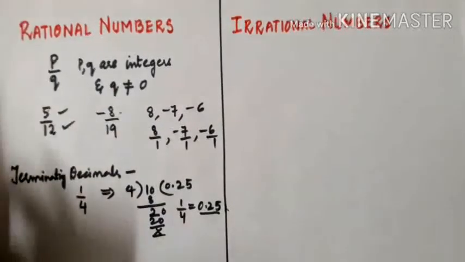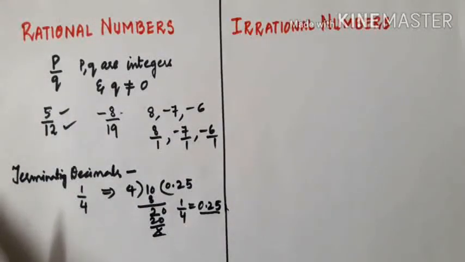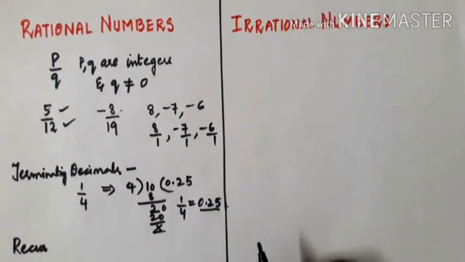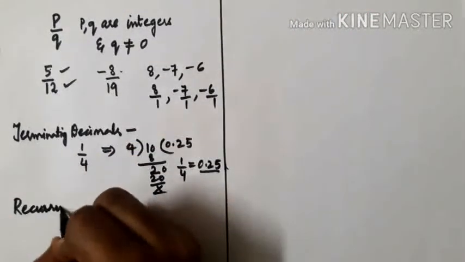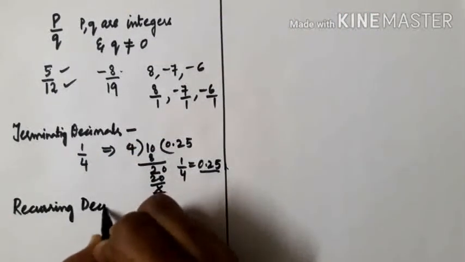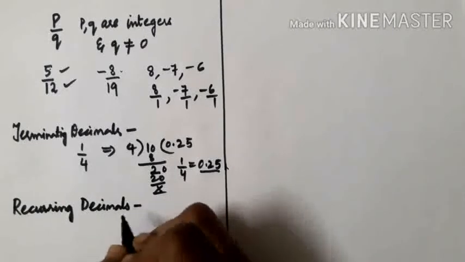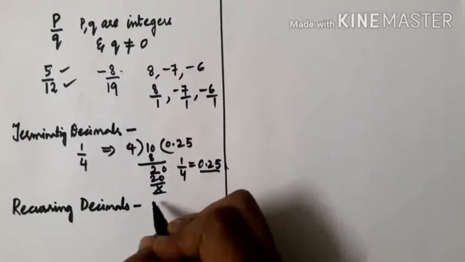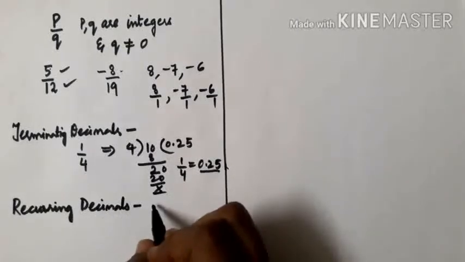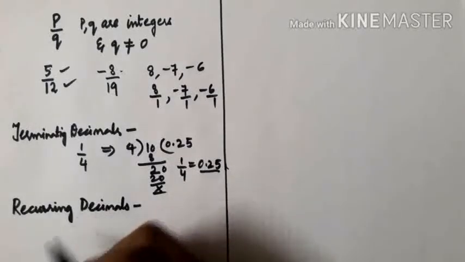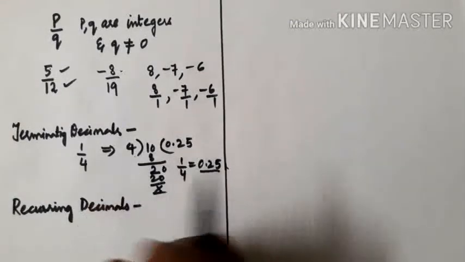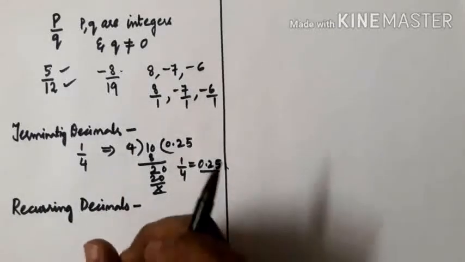Now the next one is recurring decimal, or you can say repeating decimal. So what are recurring decimals? A decimal in which a digit or a set of digits repeats continually is called repeating or recurring or periodic or circulating. There are four names for this decimal.